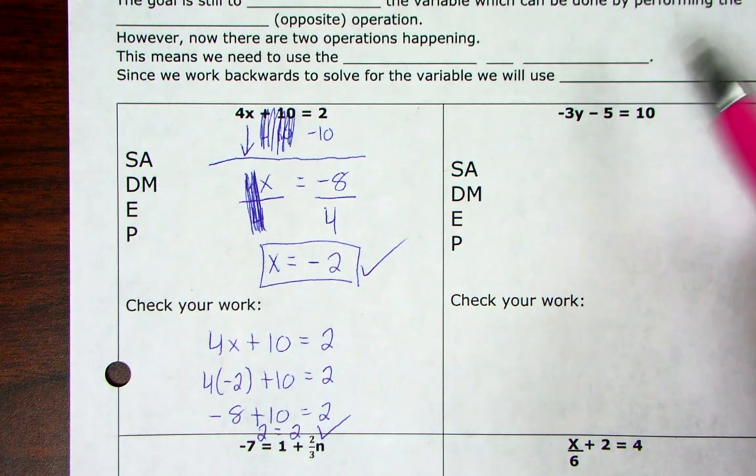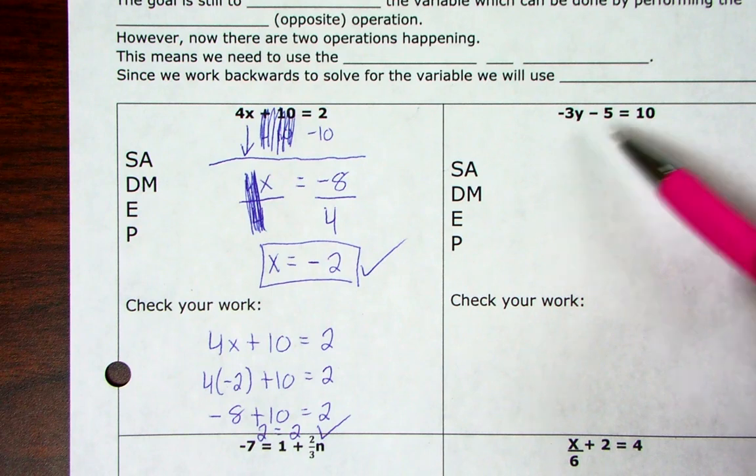Alright, so let's check out the second one. We have negative 3y minus 5 equals 10.